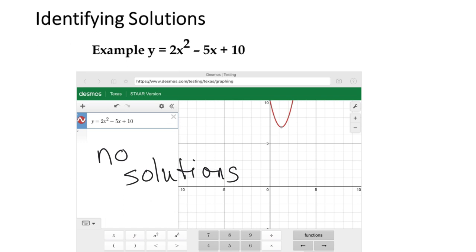No solutions. The main thing that we have to remember is that if you are asked to find a solution, a root, a zero, or an x-intercept, you are typing into Desmos and determining where the graph crosses the x-axis.